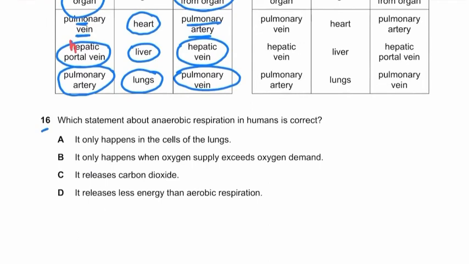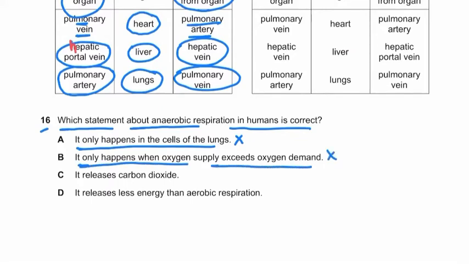Let's move on to MCQ number 16. Which statement about anaerobic respiration in humans is correct? It only happens in the cells of the lungs. No guys, anaerobic respiration can occur in any cell. Always remember this point: whenever there is lack of oxygen, anaerobic respiration will occur. If the oxygen demand is more than the oxygen supply, that means the cells need more oxygen than they are getting, so the cells will respire anaerobically. It only happens when oxygen supply exceeds oxygen demand. No guys, oxygen demand should exceed the oxygen supply. There will be more oxygen required and less oxygen supplied.